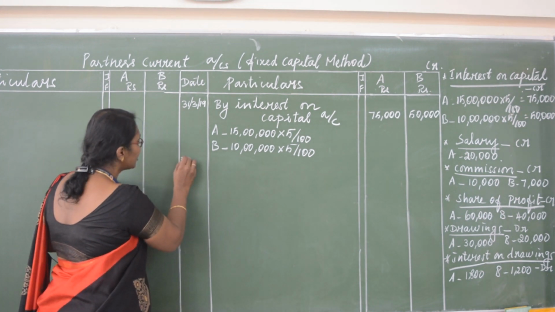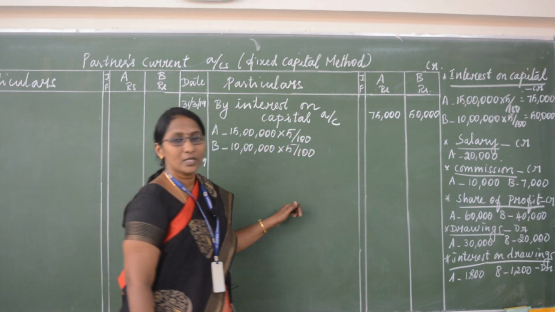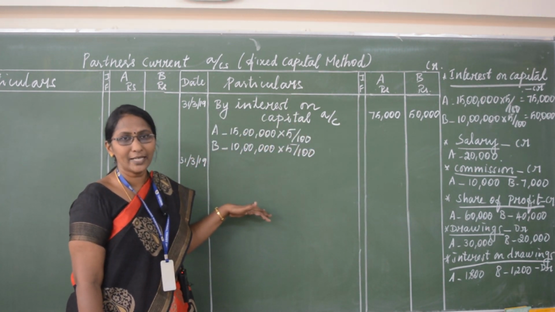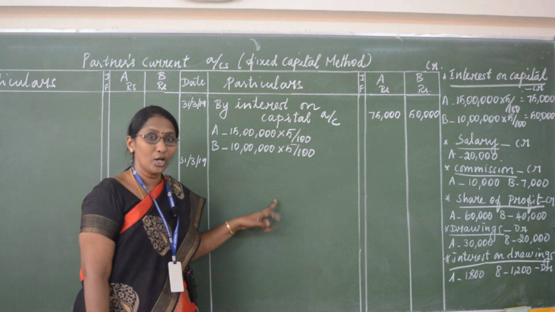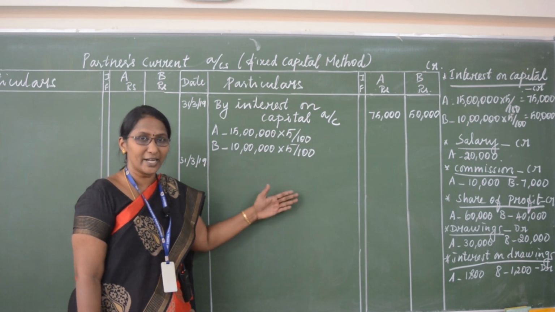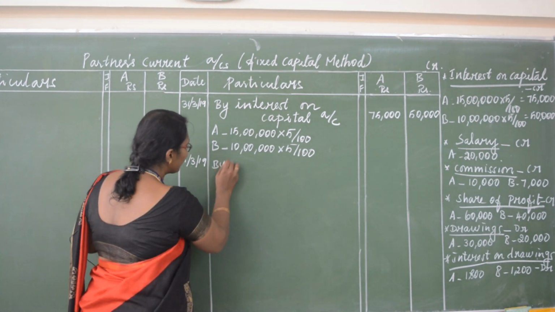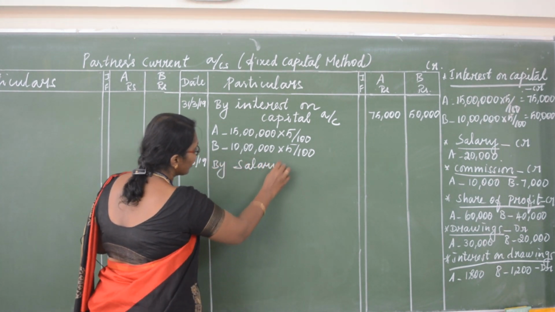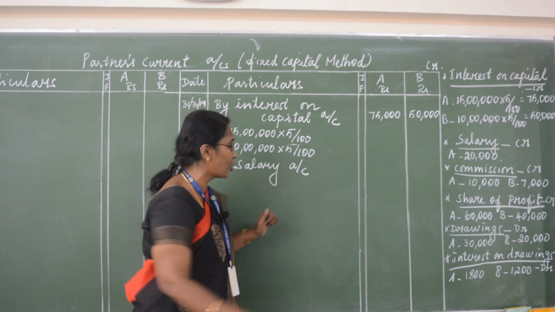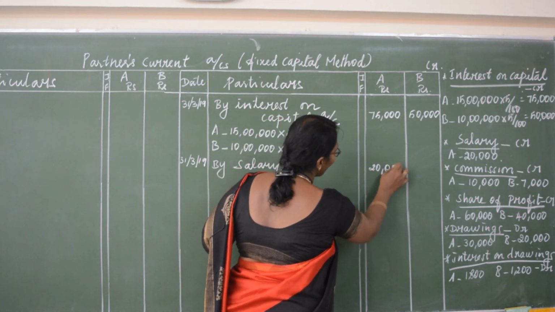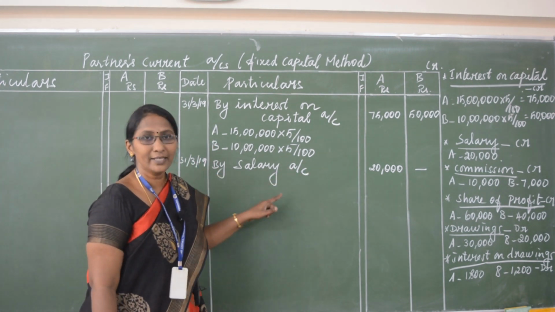And next one, 31,319. I have to write what? Salary. Salary is an income to the partner. We should write that salary in credit side based on the nominal account rule. All the incomes and gains should be written in credit side. All the expenses and losses should be entered in debit side. So by salary account, only for A it is given. How much is it given? 20,000. I write here 20,000. For B there is no salary, so I write nil.